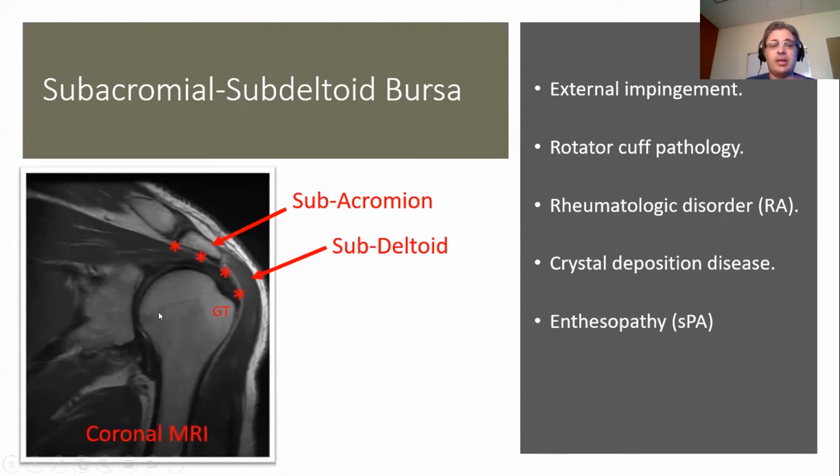Here we have a coronal fat-sensitive MR image showing the acromion here and the deltoid here. And as you would expect, the subacromial subdeltoid bursa, as indicated by these stars, is going to be deep to the acromion, deep to the deltoid. What's the most common reason to have subacromial subdeltoid bursitis? Well, our bread and butter, external impingement.